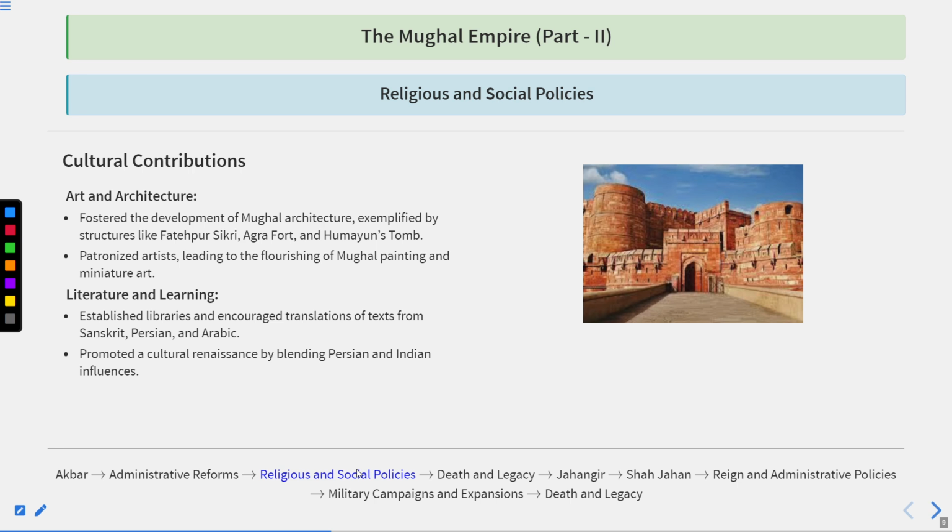Some art and architecture related works were established by Akbar. He fostered the development of Mughal architecture. He established structures like Fatehpur Sikri. He also established Agra Fort, Humayun's Tomb, the Mirror Fort, as well as the Jama Mosque in Delhi.